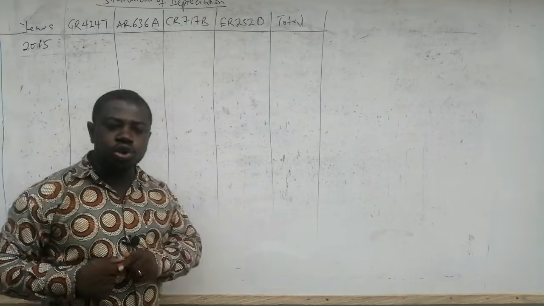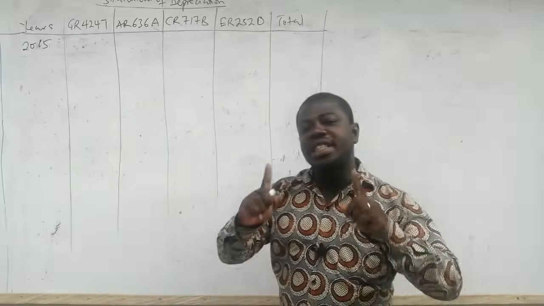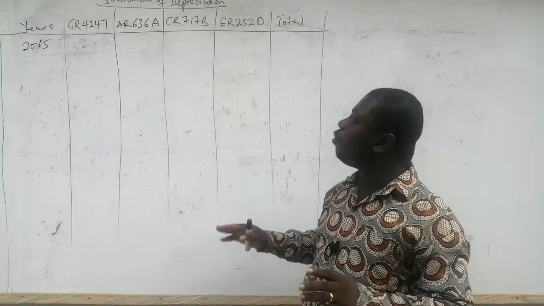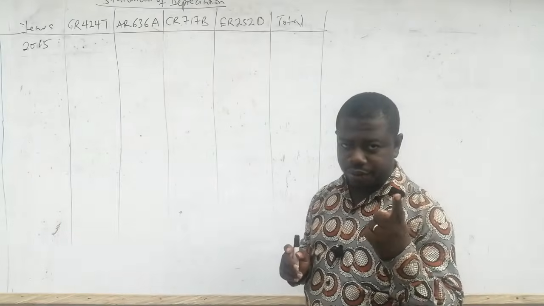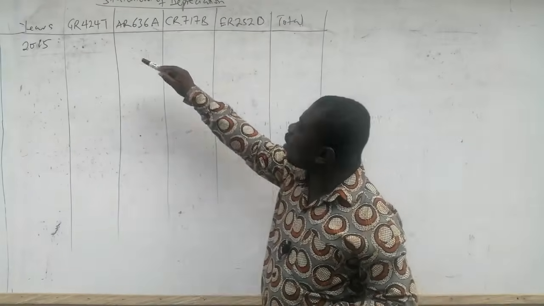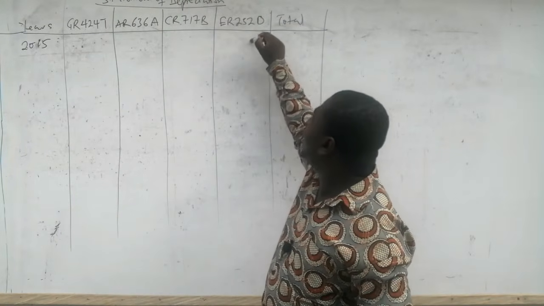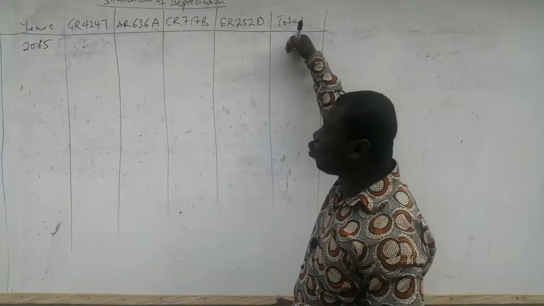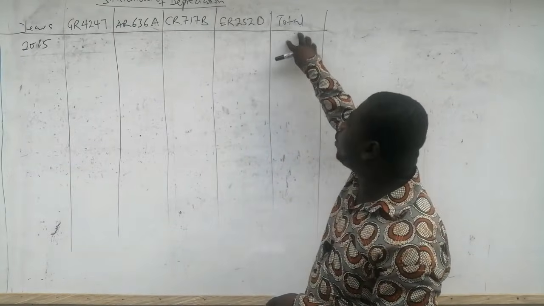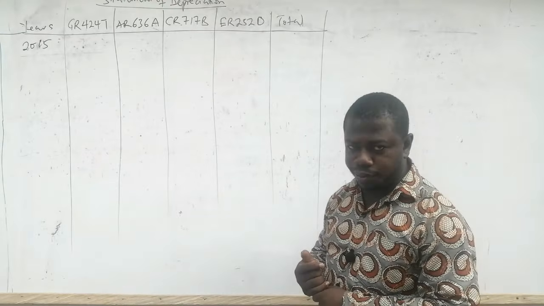Now, what we are going to do is calculate depreciation for each year. Remember that all these are motor vehicles, and that is why I can calculate depreciation for each of them and then add that up to get the total for each year. Then we'll pick the total to prepare our provision for depreciation account.